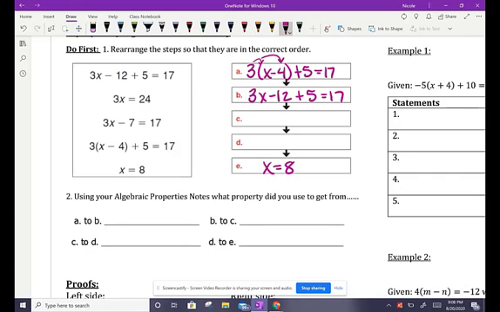And then looking at the options, so I've used this one, I've used this one, I've used this one. So what would we do next? Well, I do have these two numbers on the same side of the equal sign, so what can I do to that? I'm going to combine them, so then I'm left with 3x minus 7 equals 17. And then we have 3x equals 24. So now it's in the correct order.